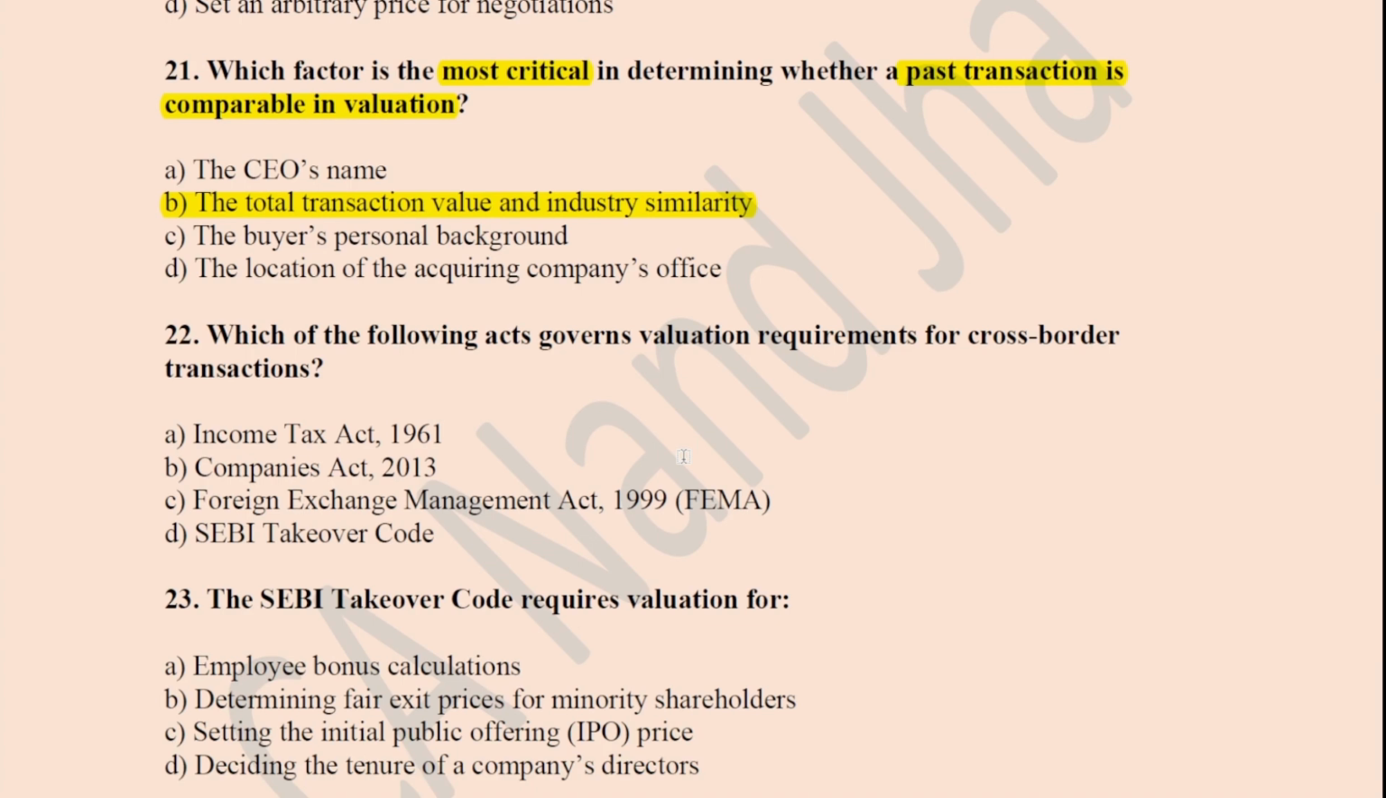Which of the following acts govern valuation requirements for cross-border transactions? Income Tax Act, Companies Act, FEMA, SEBI Takeover Code. So the answer is C, FEMA.